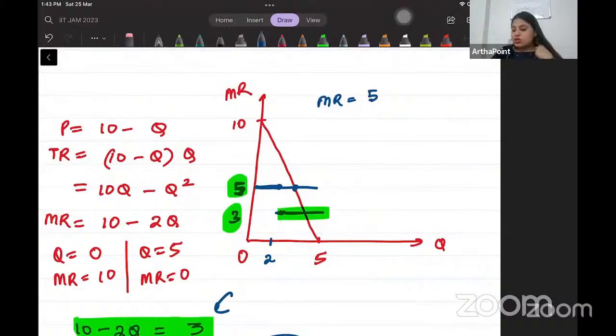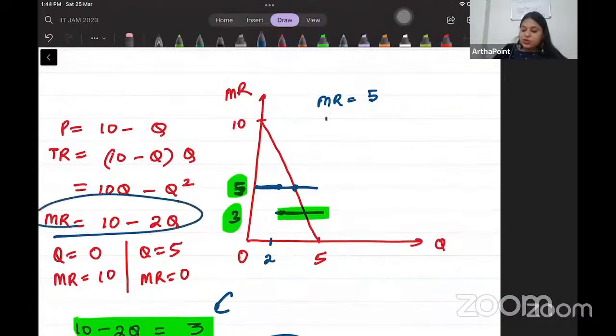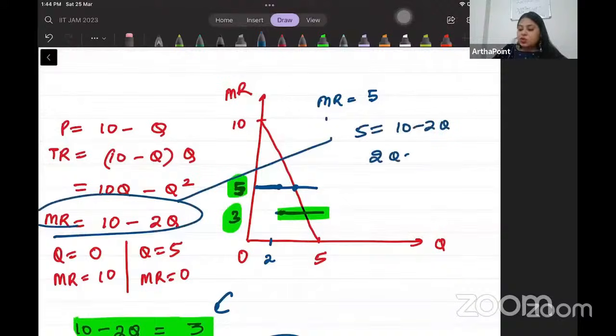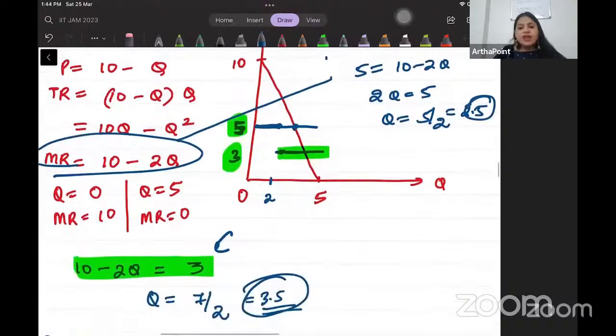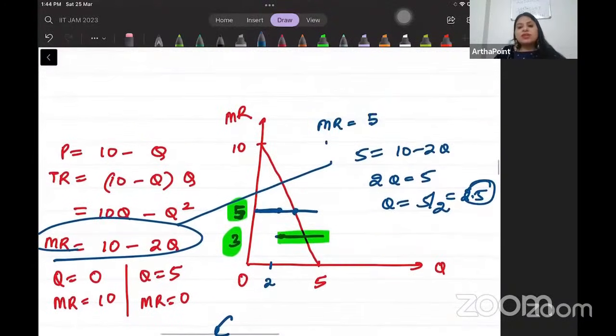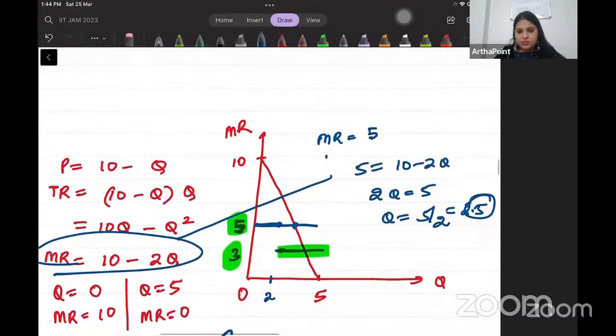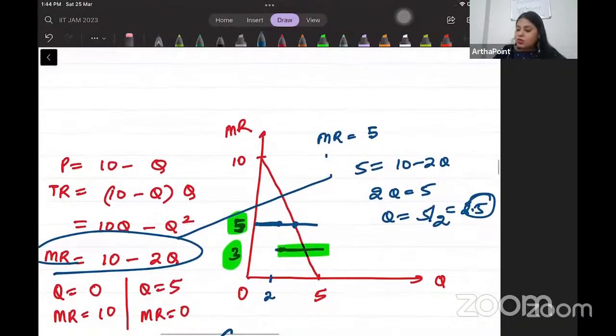I'll explain it, Tanishta. So when my marginal revenue is 5, if in this equation I go ahead and put 5, I will get 2Q is equal to 5 and I will get Q as 5 by 2. So why should my profit maximizing quantity be 2.5 and I can maximize my profit at 3.5? There is no reason for it, right? Why should I be producing 2.5 units when I can in fact be producing 3.5 units?